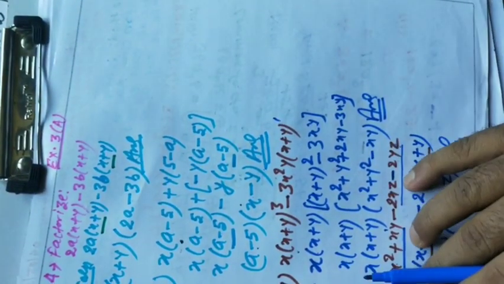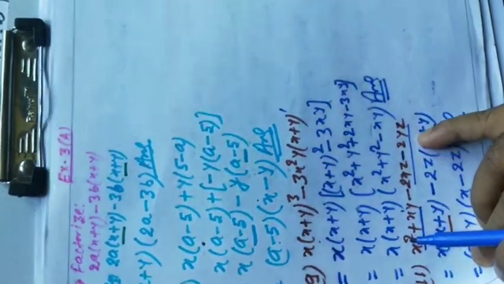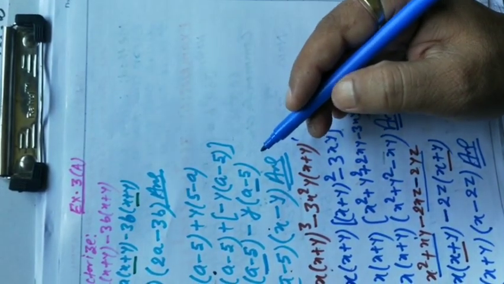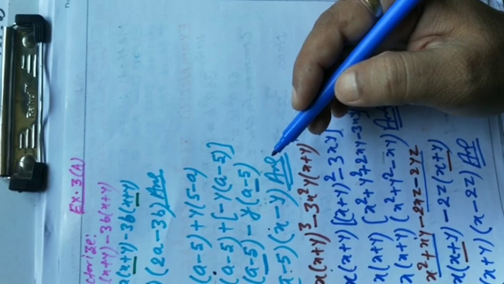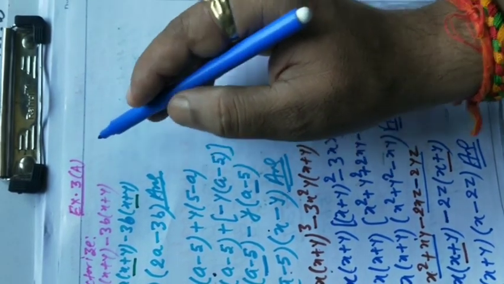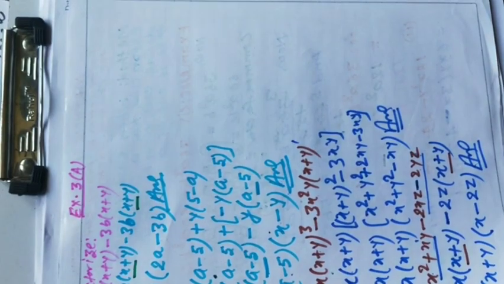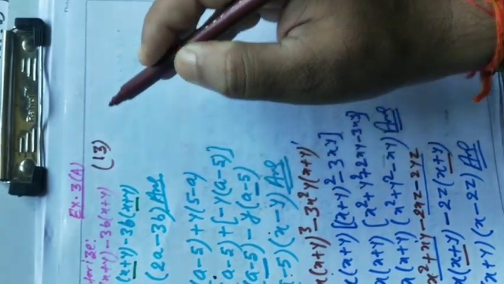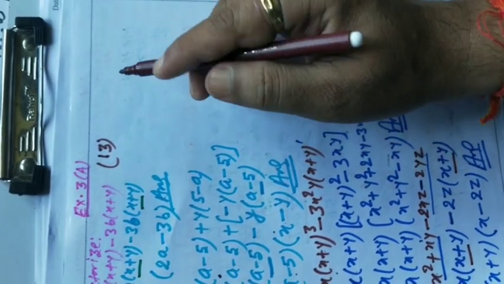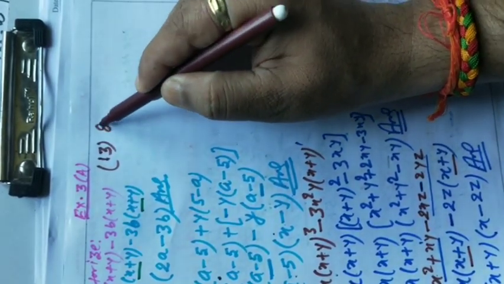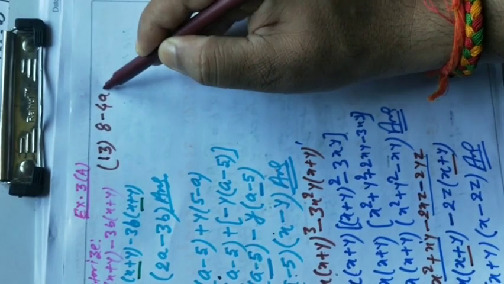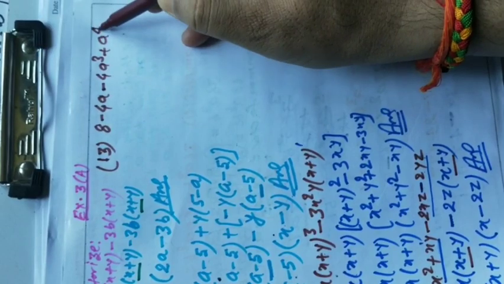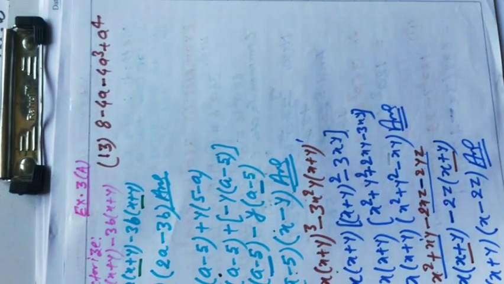Now let us see some more problems. So many problems are given in this exercise. Now let us factorize question number 13. Question number 13 is, you have to factorize 8 minus 4a minus 4aq plus a raised to the power 4. You have to factorize it.